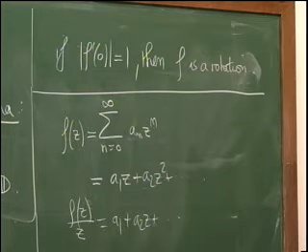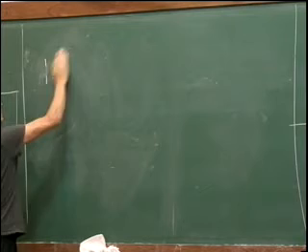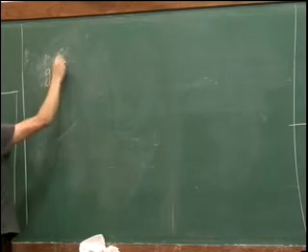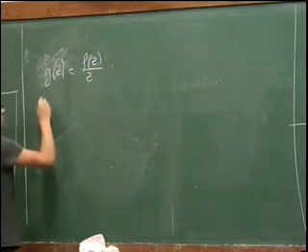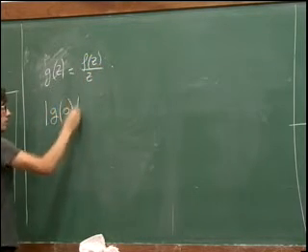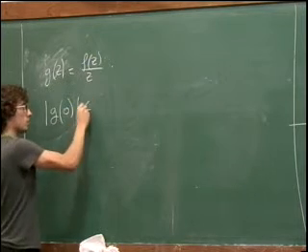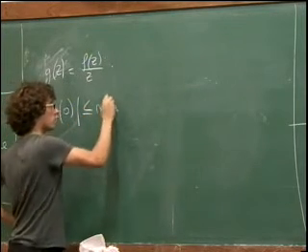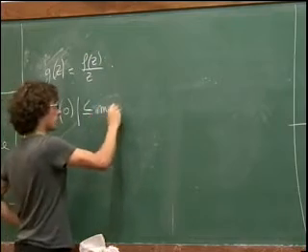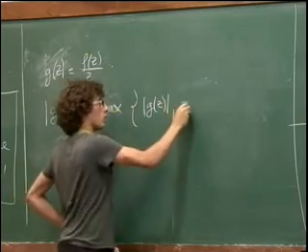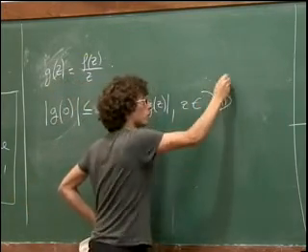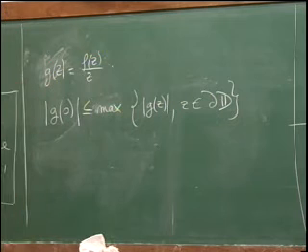And same thing, if you don't understand this statement, you come at the end. So it means that for this function g of z, which is f of z over z, you have that the modulus of g of 0 is less or equal to the maximum of the modulus of g of z for z on the boundary of your disk.